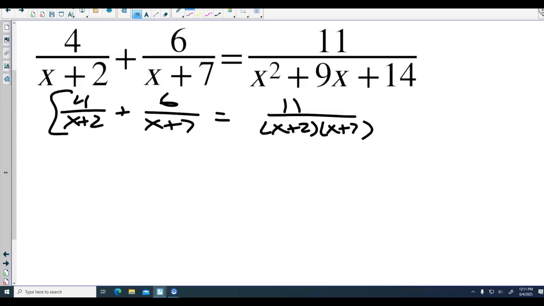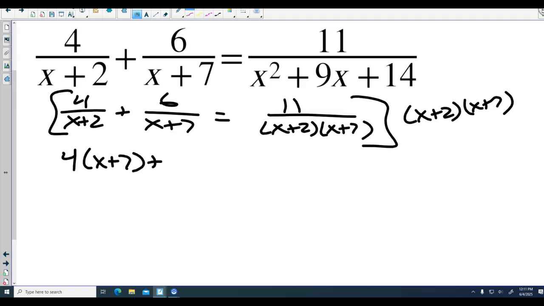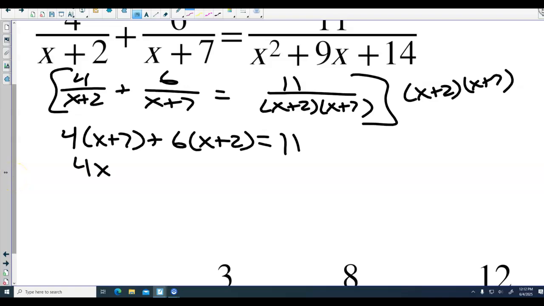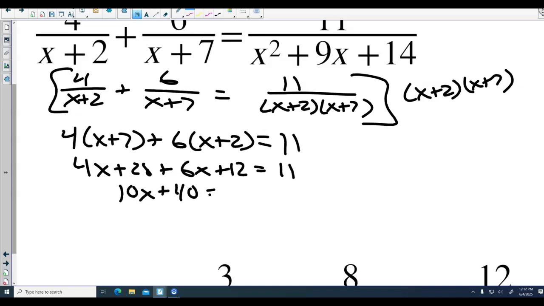So now, I need to multiply everything by the denominator. So in this case, the x plus 2 cancels, and I'm left with 4 times x plus 7. The x plus 7 cancels, I'm left with 6 times x plus 2. Everything cancels, I'm left with 11. Which is nice, because now, no factor. We just distribute. We're going to combine our like terms. 10x plus 40 equals 11. 10x equals a negative 29. And my x equals negative 29 over 10.